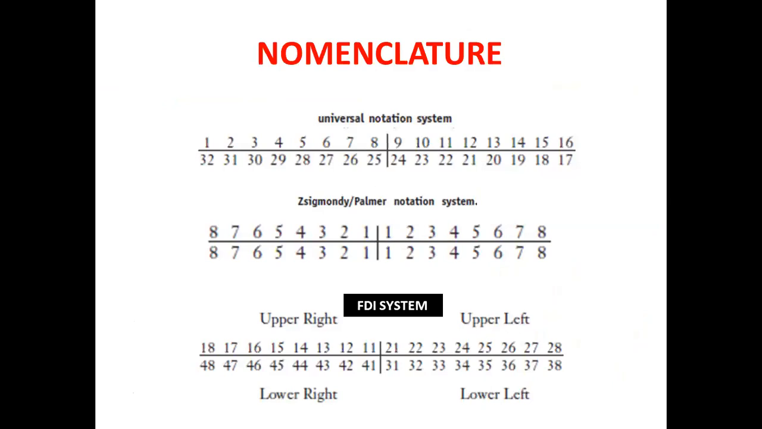When we talk about the nomenclature for the mandibular first molar, it is 19 and 30 in the universal notation system. In Zsigmondy-Palmer, it is right 6 and left 6. And in the FDI system, it is 36 and 46. This is the best way to represent the nomenclature for any tooth. Just write the quadrants and these numbers and notify whatever tooth you are writing.